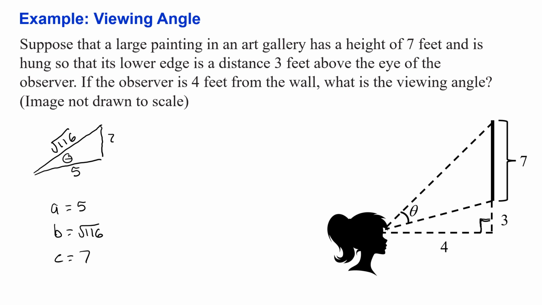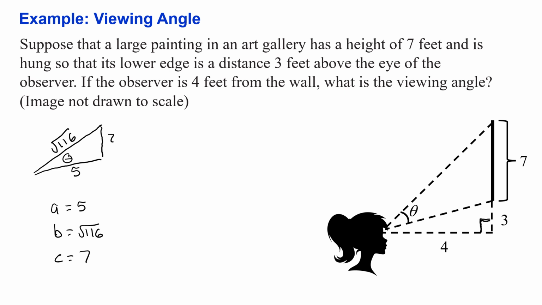Now that we know the 3 sides of the triangle with angle theta, we can then use the law of cosines to find angle theta. So the 3 sides are A equals 5, B equals square root of 116, and C equals 7. That is opposite of angle theta.